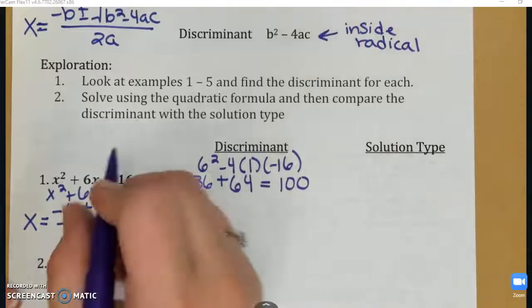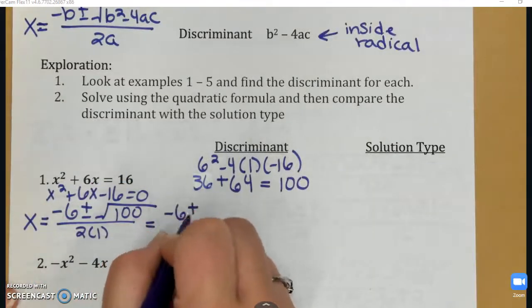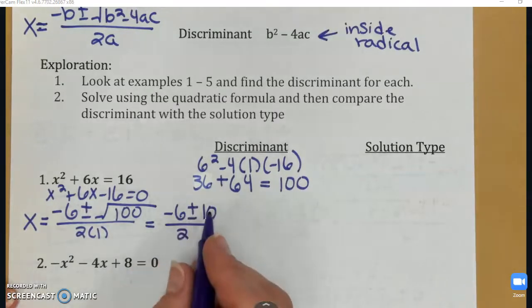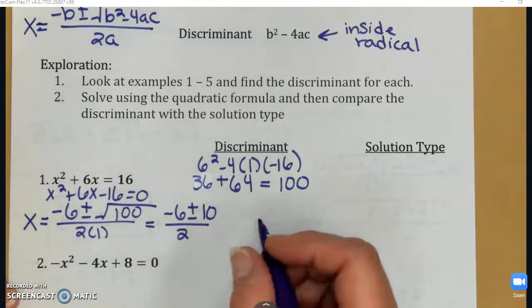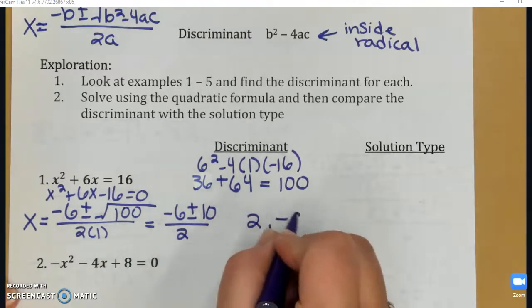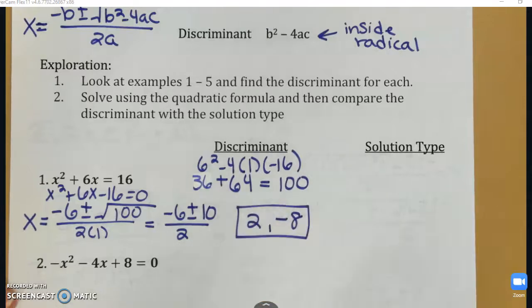100 is a perfect square, so I'm going to have negative 6 plus or minus 10 over 2. So I'm going to get my two solutions. Again, negative 6 plus 10, that's going to be 4, divided by 2 gets me positive 2. Negative 6 minus 10 is negative 16, divided by 2 gives you negative 8. So there are my two solutions, positive 2 and negative 8.